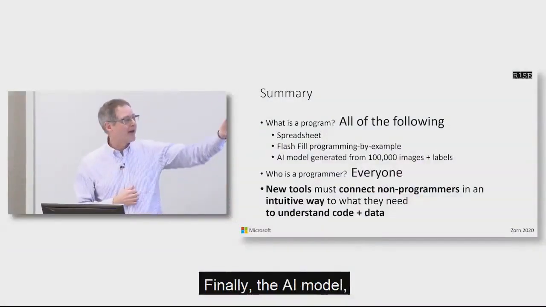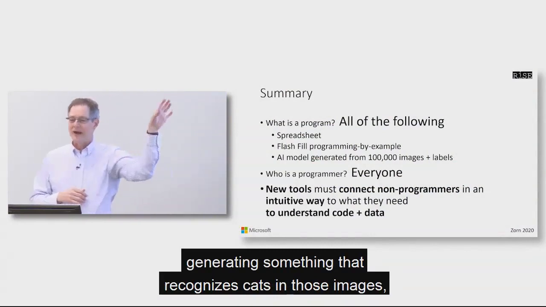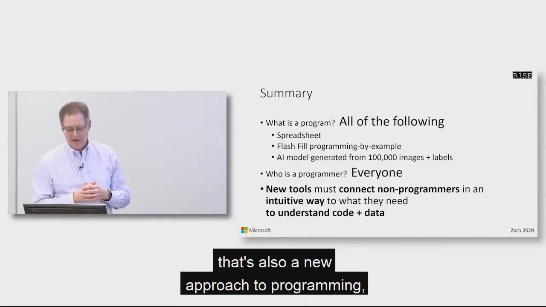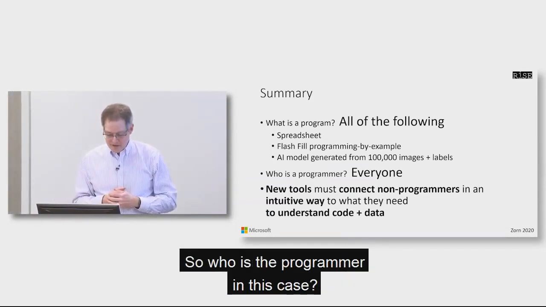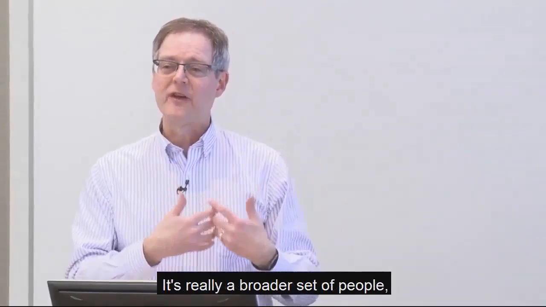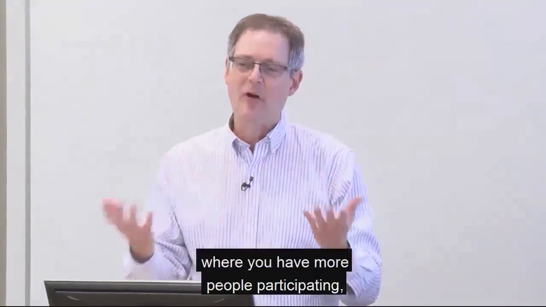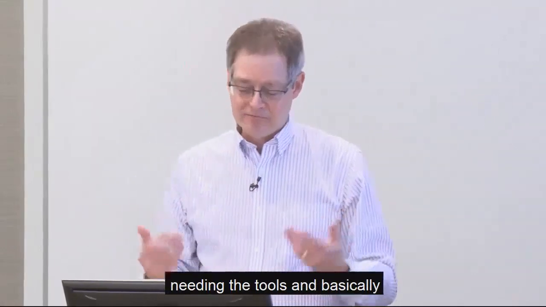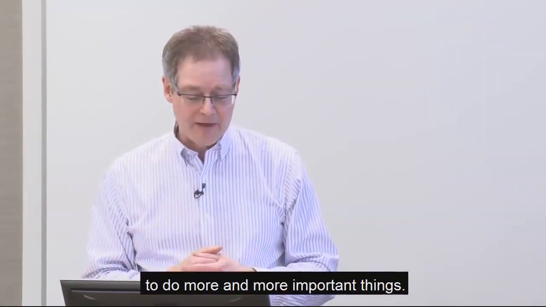And finally, the AI model where you have 100,000 images and you're generating something that recognizes cats in those images, that's also a new approach to programming, and fundamentally has many of the same issues that we have always had with programming. So who is the programmer in this case? Well, it's certainly not professional developers. It's really a broader set of people. I call it the Grow Dev movement, where you have more people participating, needing the tools, and basically trying to leverage these computers to do more and more important things.